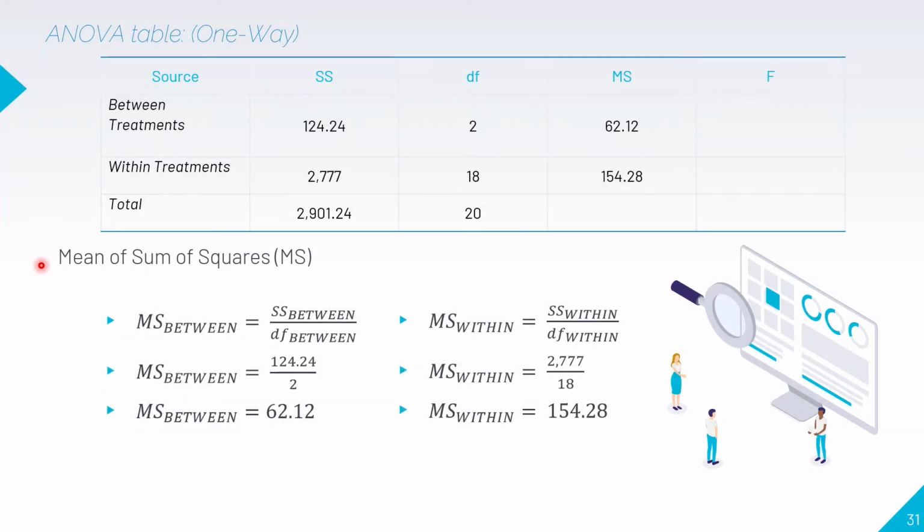Now let's find our mean sum of squares, or MS. In finding MS between, we just need to divide its sum of squares between by its DF between. So 124.24 divided by 2, we have our MS, 62.12. Then divide this 2,777 by its 18, we have now 154.28, and that's now our mean square within.